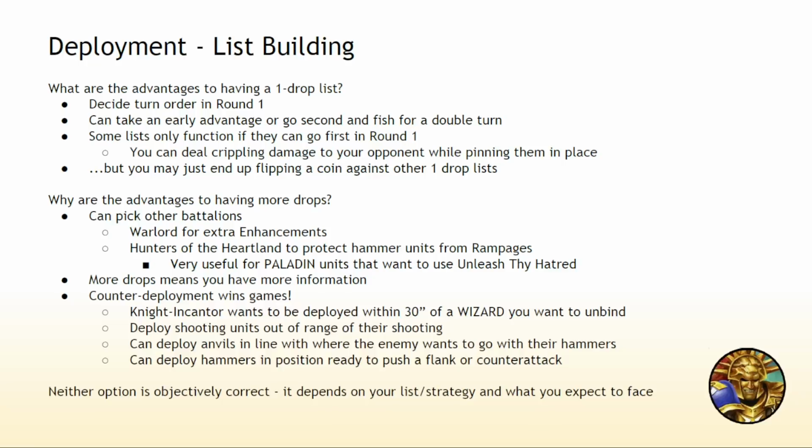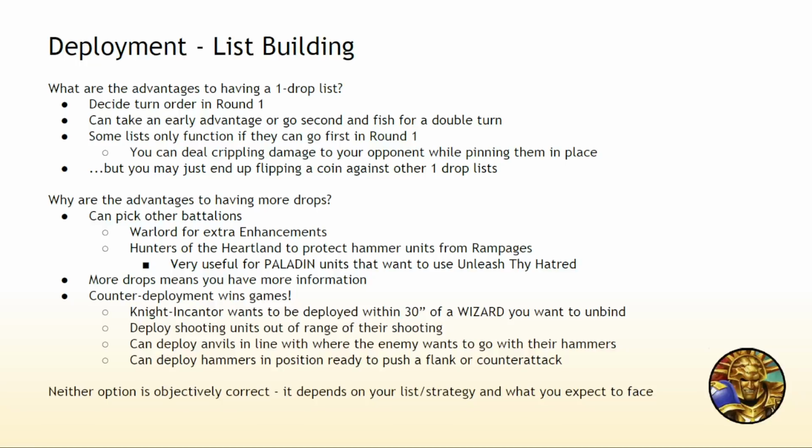Why is this useful? In particular, if you have a Knight Incantor, you want to be deployed within 30 inches of a wizard that has a spell you know you really want to unbind. So for example, if you're fighting against Teclis, you know you really want to unbind his 5-up ward spell or his teleport spell. If you're playing against Nagash, you really want to make sure you unbind that spell portal. Right? There's all kinds of spells in the game that you really want to make sure you're in range, and if they deploy their wizard first, you can get the guaranteed deployment to do that.